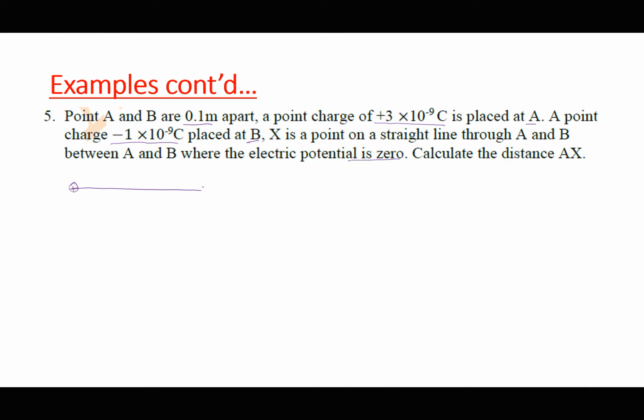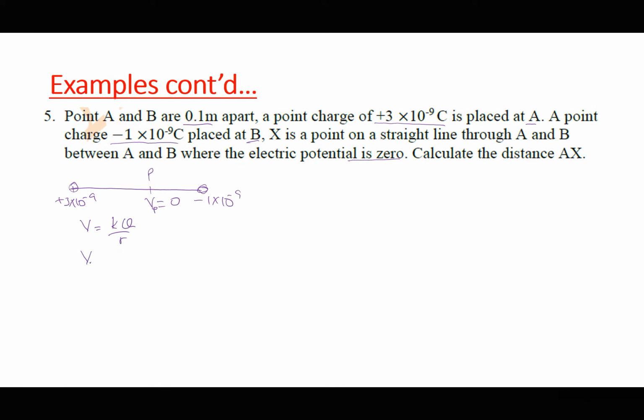Now I want you to start noting that potential is 0 between two charges only if they are unlike charges. So one is positive 3 times 10 power negative 9. The other is negative 1 times 10 power negative 9. There is a point in between them where V is 0. So at this point, the potential at the point P is 0. Remember, total potential is the sum of the potential due to each charge. And potential is given by KQ over R.